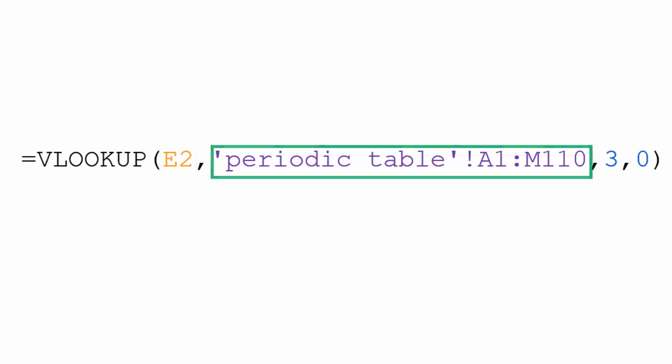The next argument is where you want the function to look. The more familiar you are with the syntax that Excel uses, the easier it is to enter these functions by hand, or know what buttons to click to get Excel to do that for you, or know what you're looking at when you read it. This argument says I am looking on the worksheet with the name periodic table in cells A1 through M110.